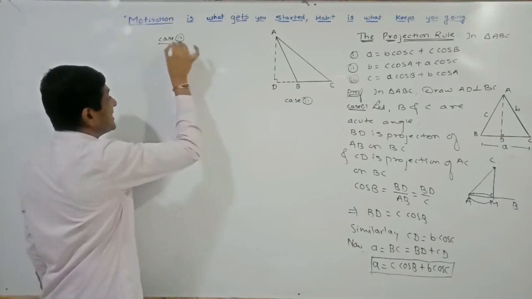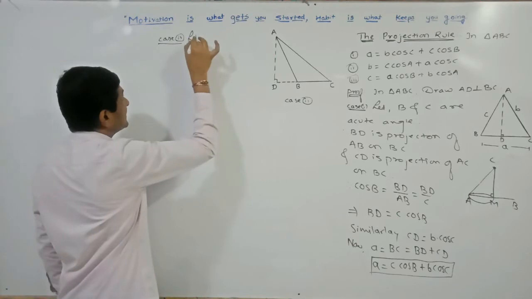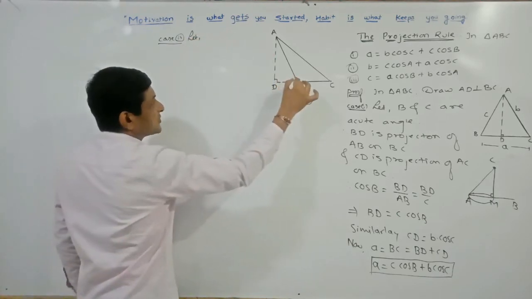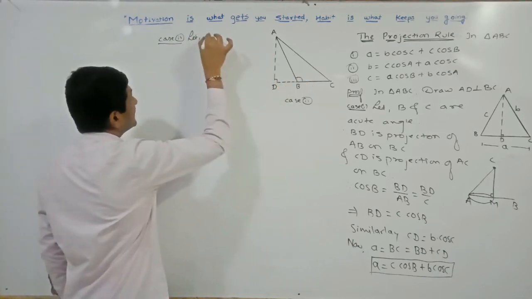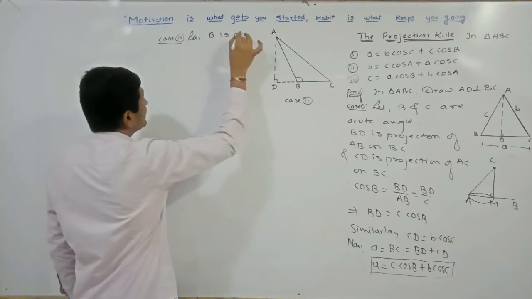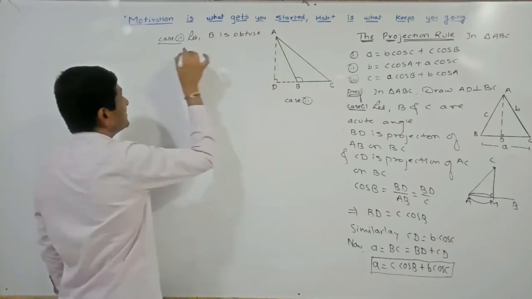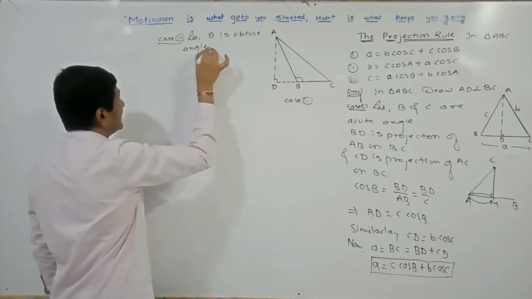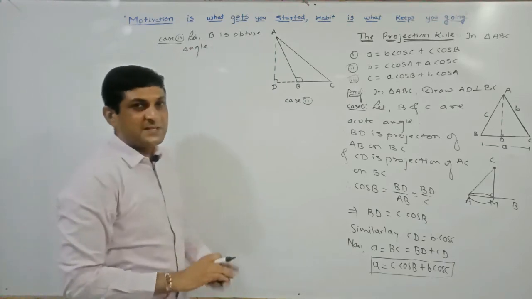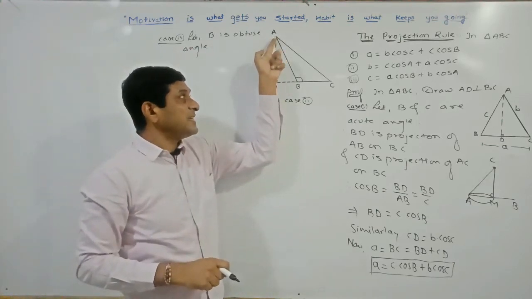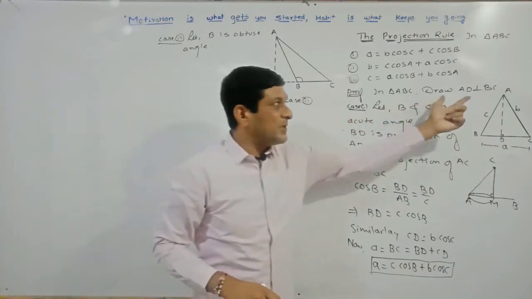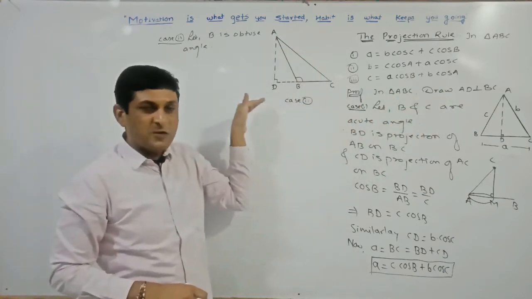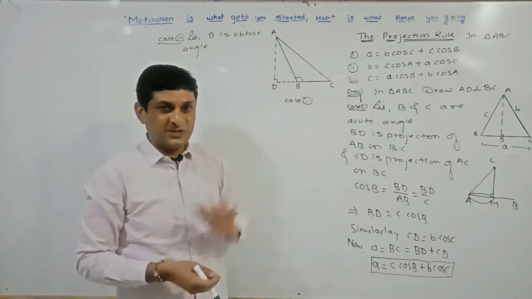In this case we are considering that B is an obtuse angle. Now if B is an obtuse angle, then from vertex A draw a perpendicular. Already here we have written that AD is perpendicular to BC, and all these things we have shown in the figure.